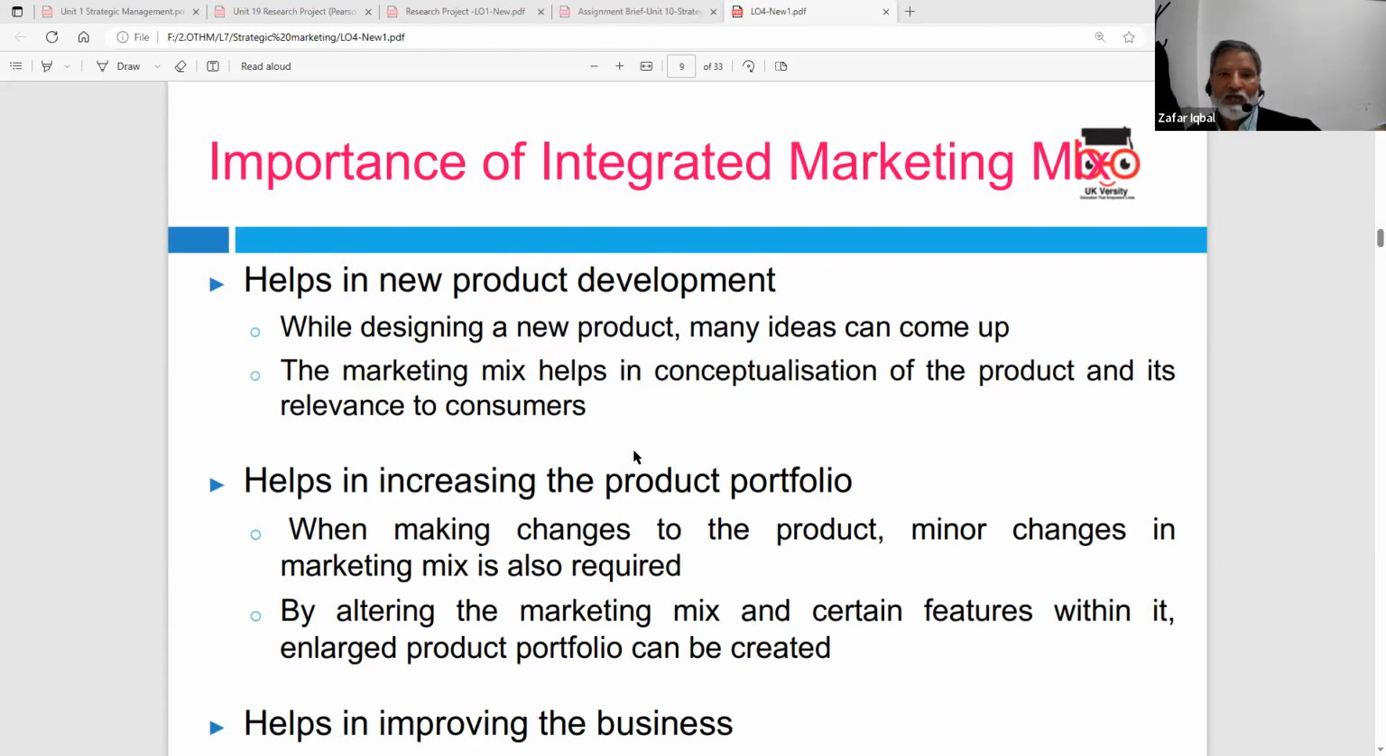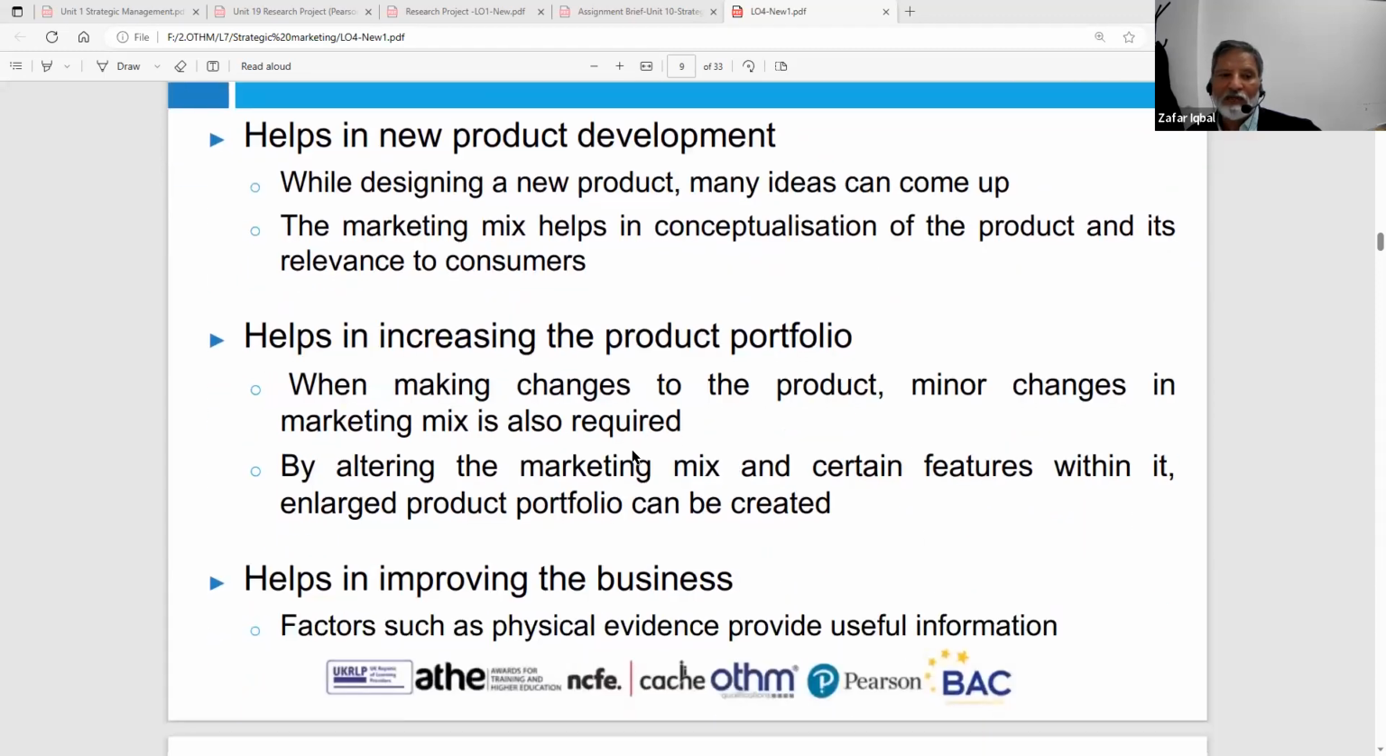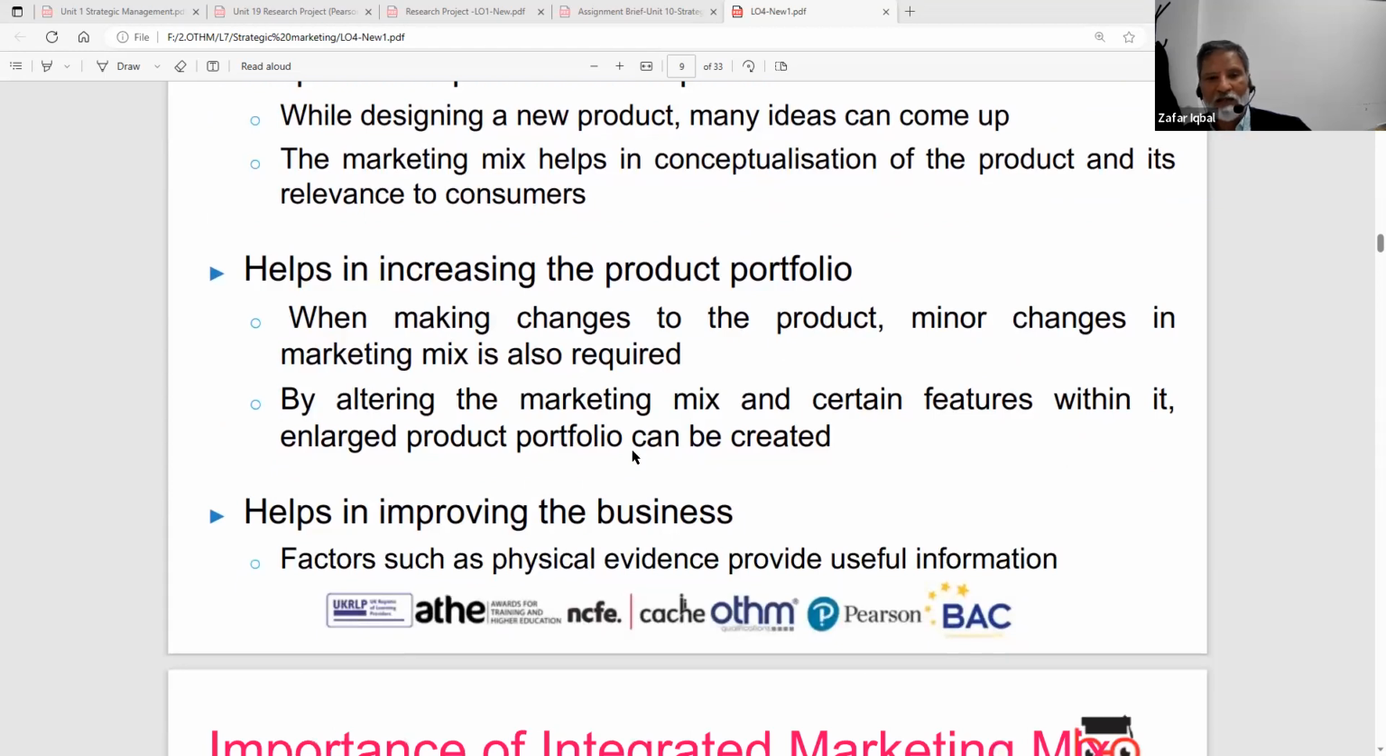Okay, so this is how the marketing mix helps in new product development. You produce new designs, new products, new shapes, so that the minds of the people are attracted to the new product. Number two, how does it help in increasing the product portfolio? Now, of course, the more products are on the market, the more choice the consumer has, and the more products the company has on the market, the more they can spread out their number of products and make sure that they've got a number of products to hit the market.